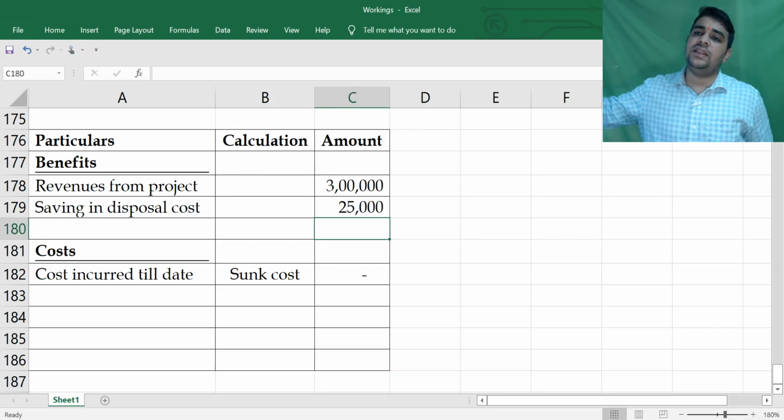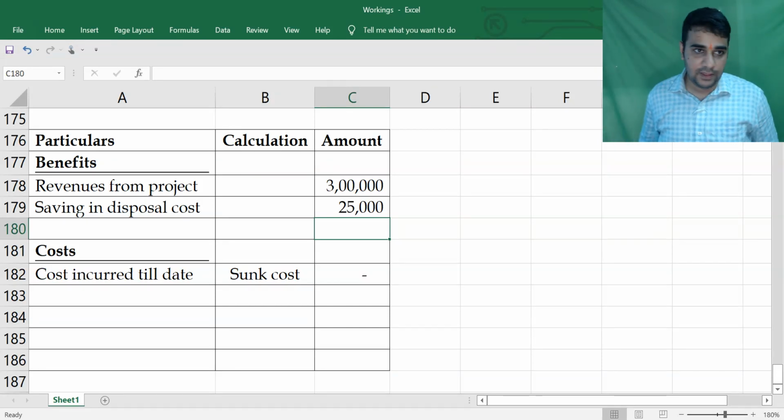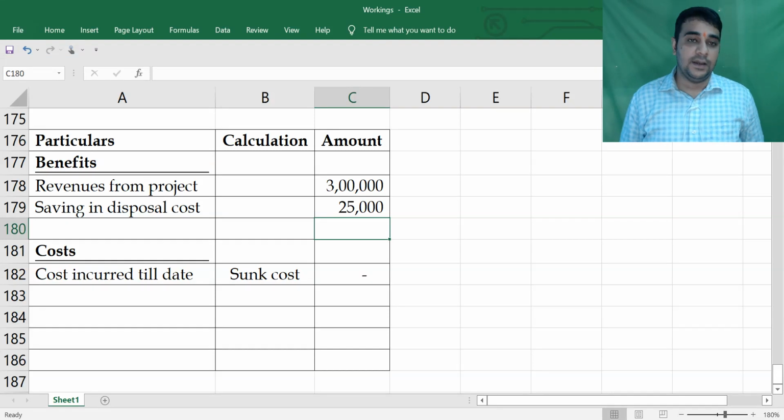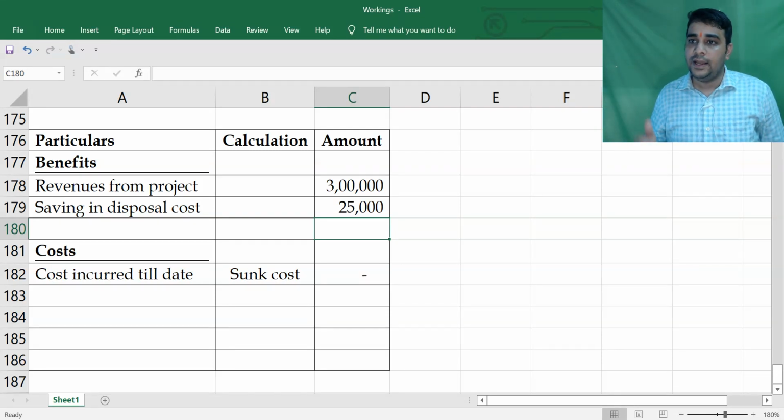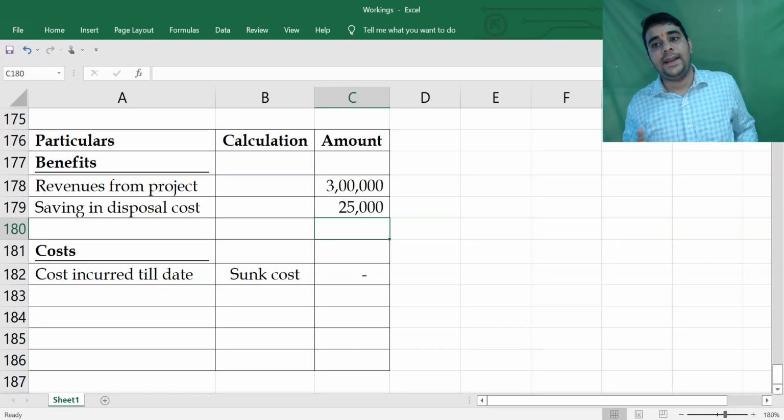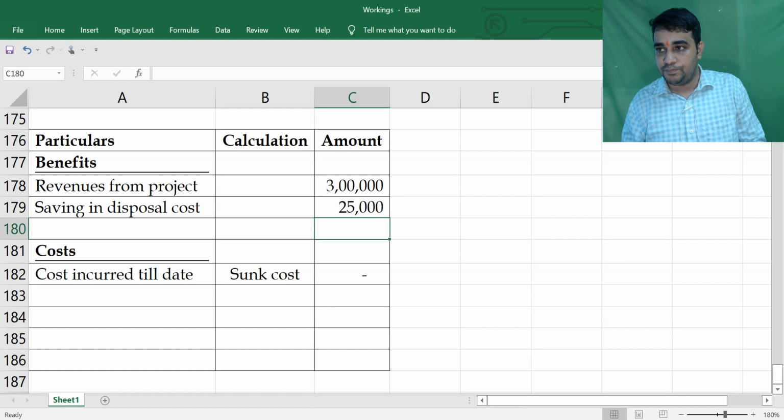I am okay even in the cost side if you write minus 25,000. I saw notebooks where 25,000 was written, so that's a mistake you would have made. Now you will understand it better. So that's why I wanted you to do it. It is saving in disposal cost. If you want to write it in the cost side, it's minus 25,000. Any doubts on this?